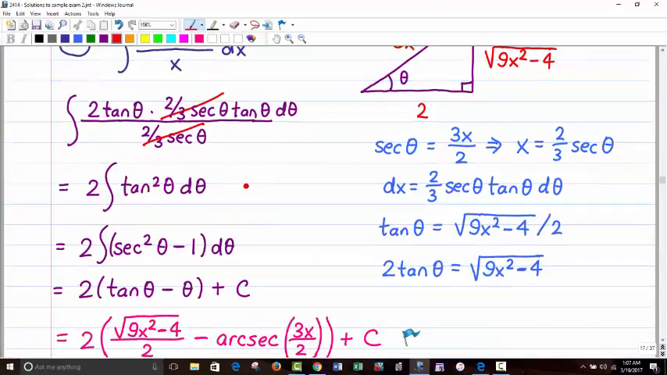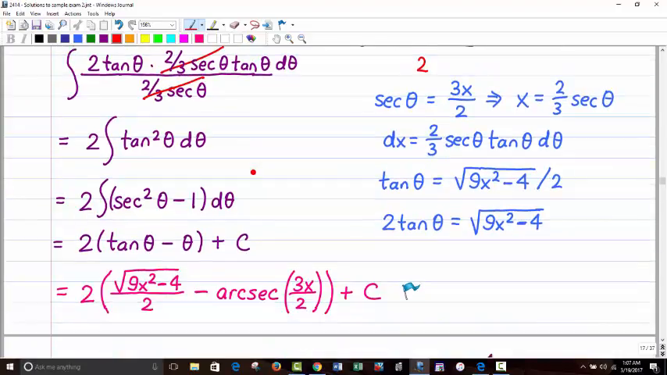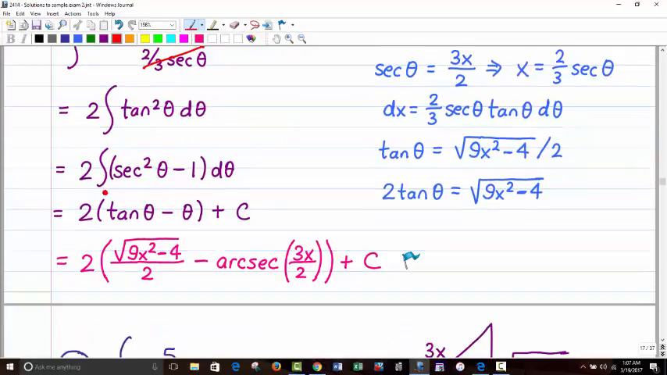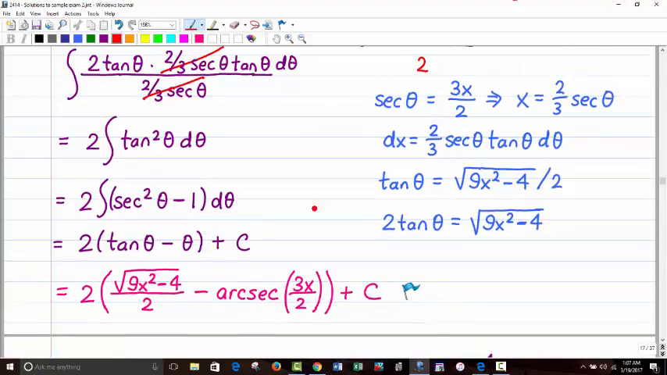Now to evaluate this one, you have to convert tan squared into sec squared minus 1. And when you do that, it's not too difficult, as long as you know that the antiderivative of sec squared is tangent. The antiderivative of 1 is theta. So the antiderivative is tangent. Tan theta we already have right over here, but we could have gone back to the triangle to get it. Square root of 9x squared minus 4 over 2.